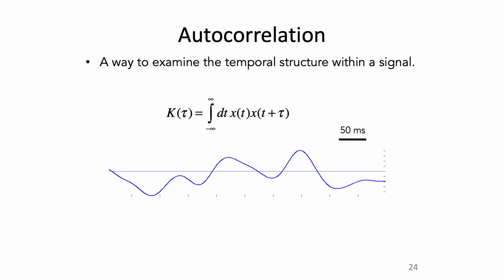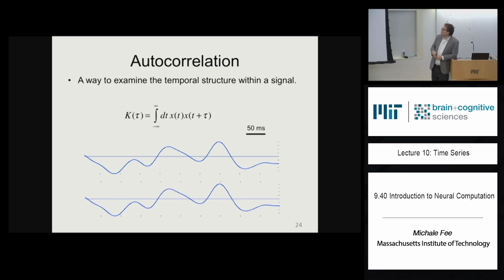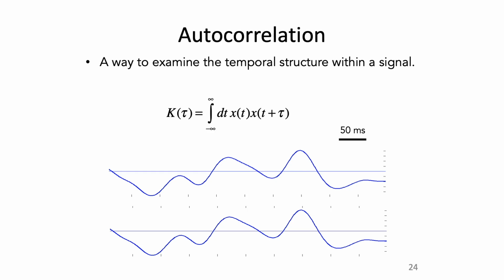If we take that signal and we multiply it by itself with 0 time lag, what do you think that will look like? Positive lines up with positive, negative lines up with negative. It should be a maximum, right? Autocorrelations are always a maximum at 0 lag.